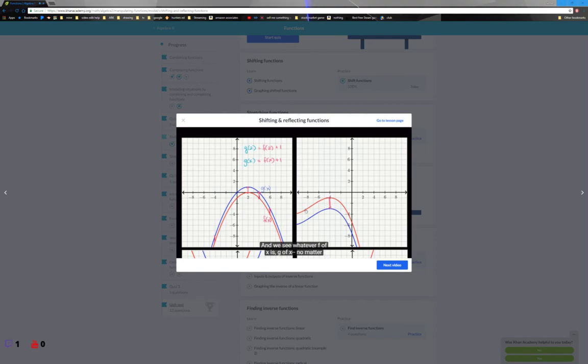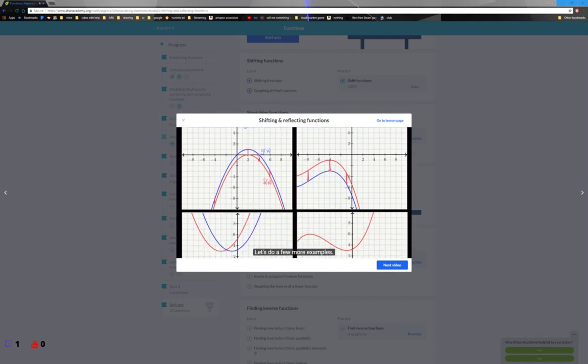And we see whatever f of x is, g of x, no matter what x we pick, g of x seems to be exactly 2 less. So in this case, very similar to the other one, g of x is going to be equal to f of x, but instead of adding, we're going to subtract 2: f of x minus 2.